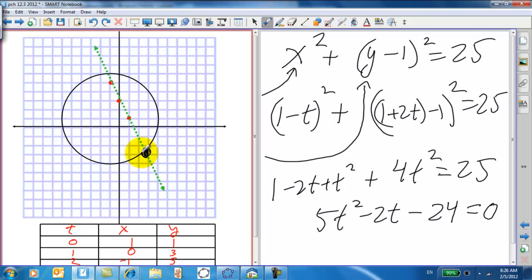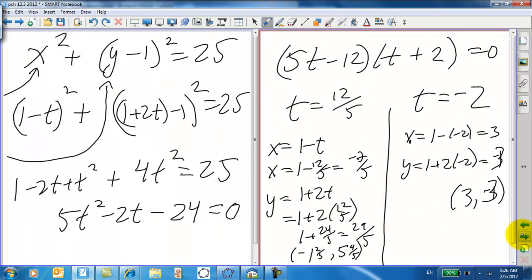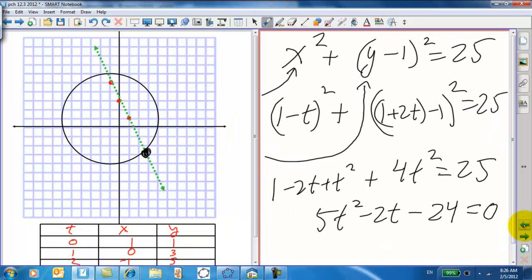Don't know if I made my circle wide enough. It was centered at, and we get the other one at negative 1 and 2/5, 5 and 4/5. Negative 1 and 2/5, 5 and 4/5. Yes, it's almost up to 6. Okay. So there you go.